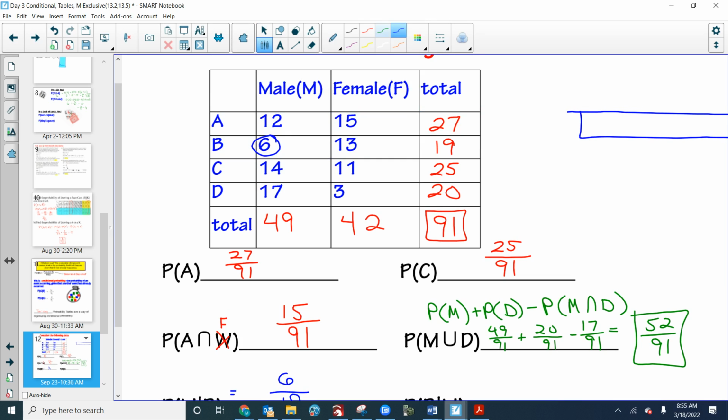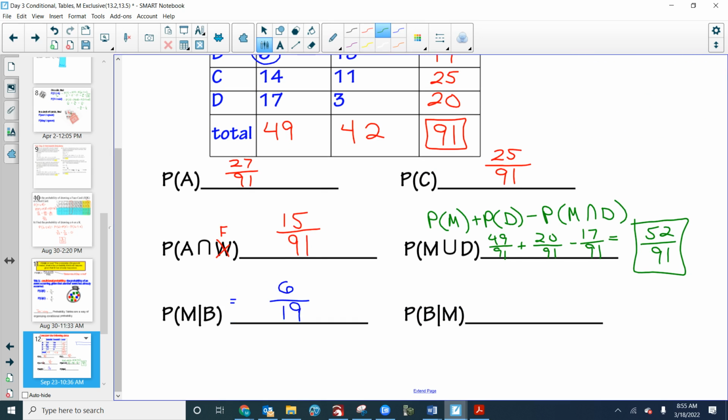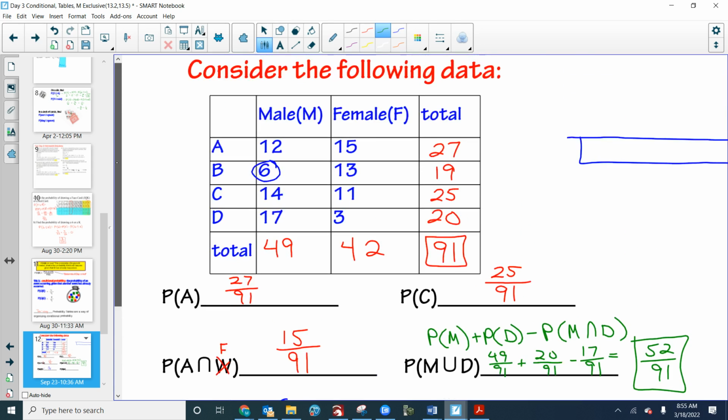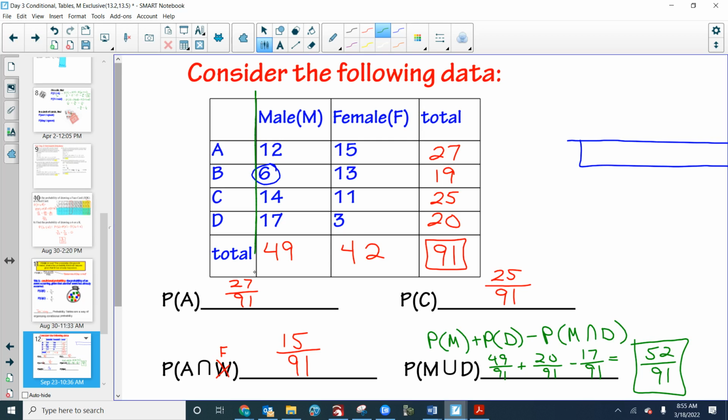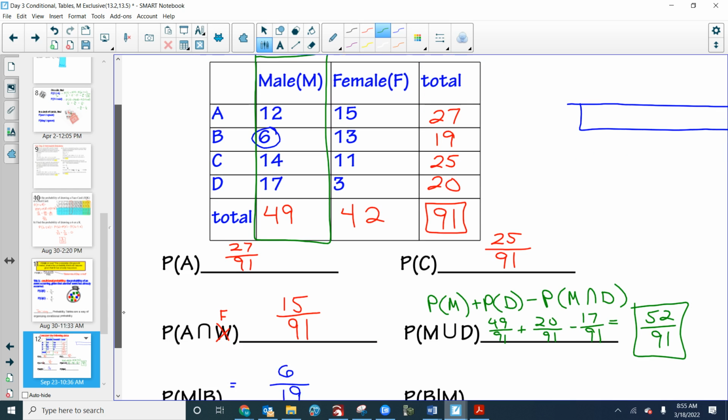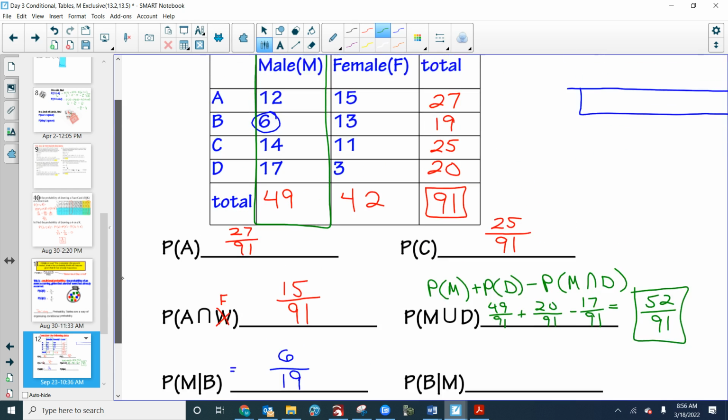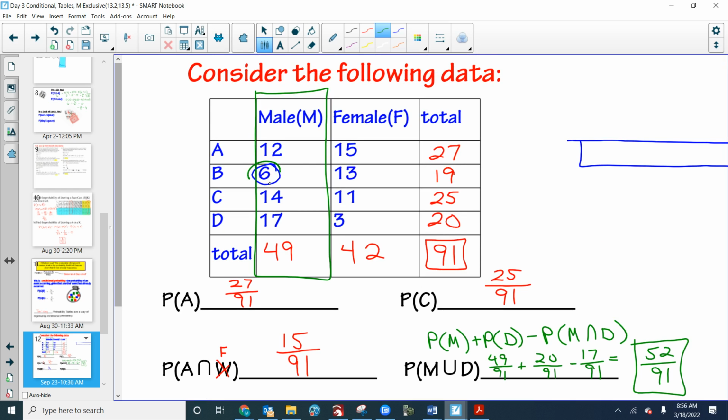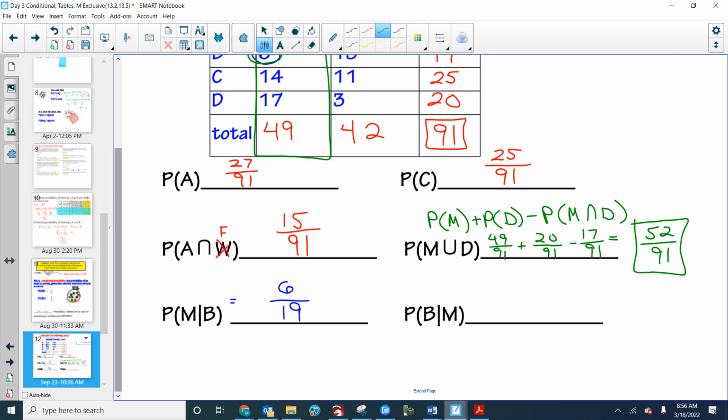Do you see how the letters have switched places, correct? Let's read it again. P of B given M. So now what are the only things on our hat? M's, right? How many M's are there? Here are the M's. There's 49. Right now I know my denominator is 49. And what's the probability of picking a B out of that? Well, how many B's are there? 6 out of 49.